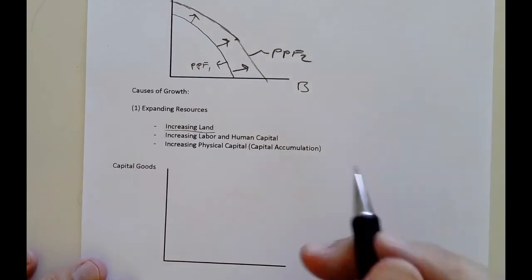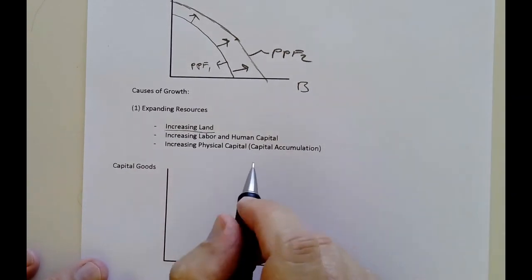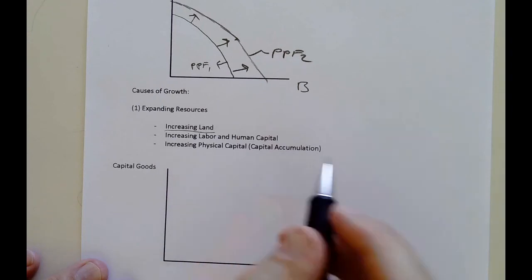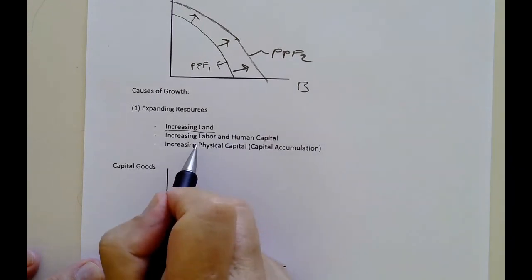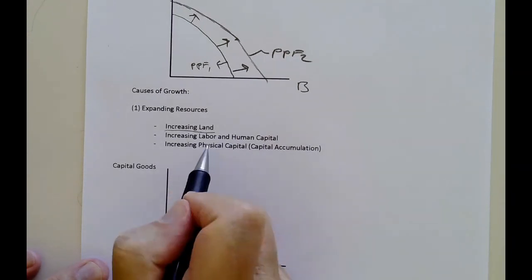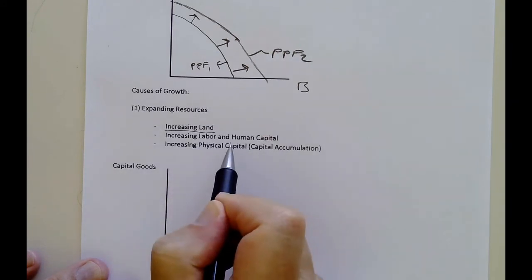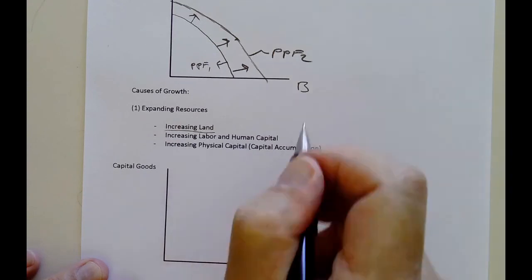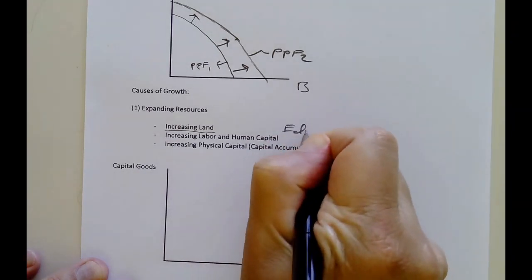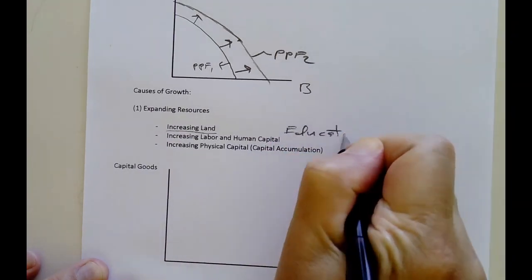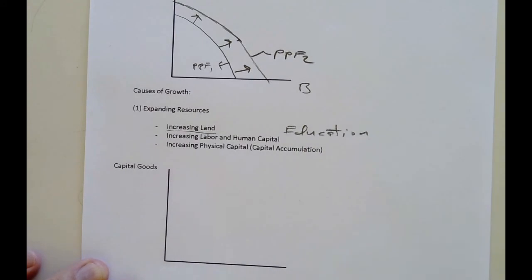Typically, the way we've increased our productive capacities, going back to, say, 1900, is by increasing labor and human capital. So labor is simply population growth. It could be immigration. More people in the country can produce more. And we can also give them more human capital. We can have education, workplace experience, training. All that will improve the productive capacity of labor.